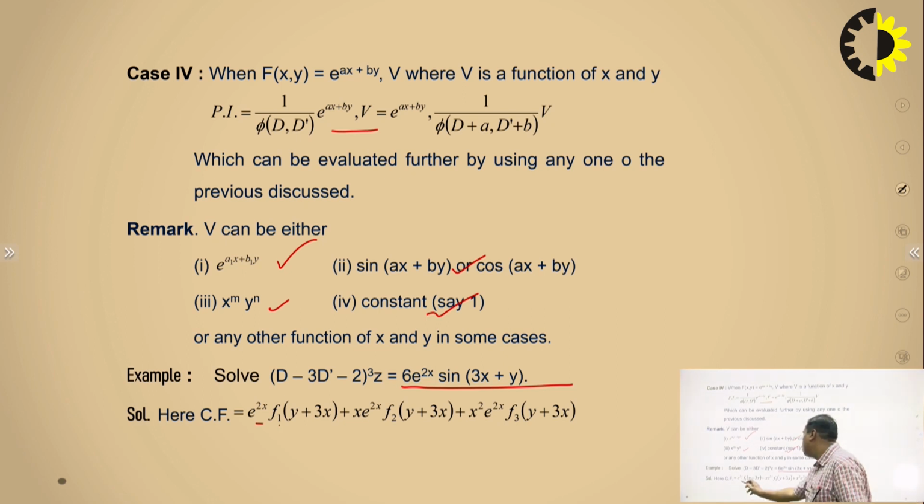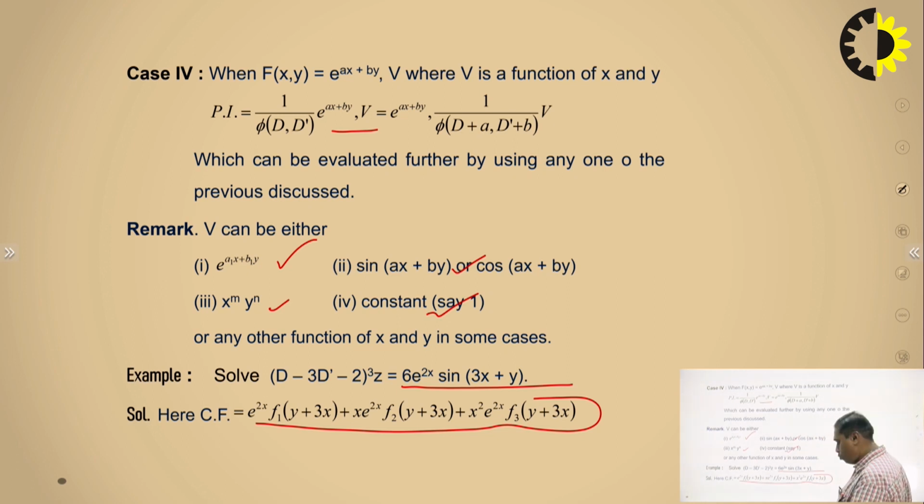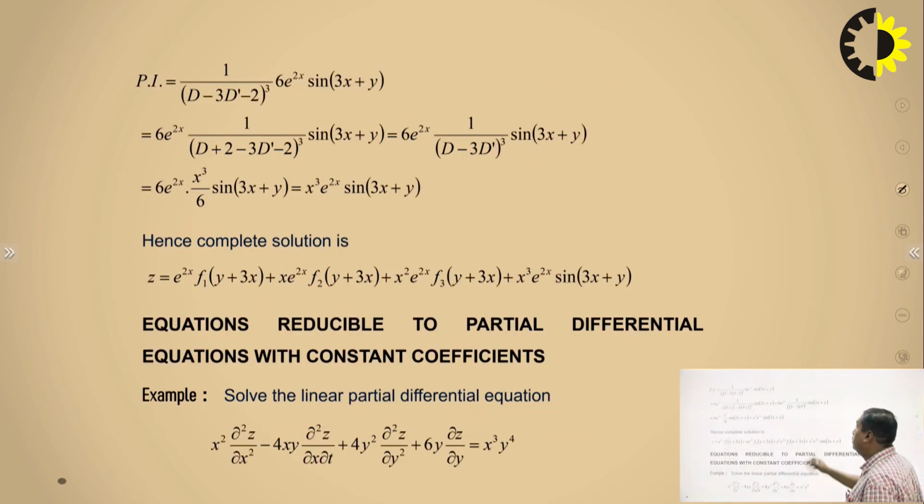The CF can be resolved in the previous way: e to the power 2x f1(y plus 3x) plus x e to the power 2x f2(y plus 3x) plus x square e to the power 2x f3(y plus 3x). This is the way to calculate. Here the three roots are the same, so x and x square are coming. And the PI is to be calculated.